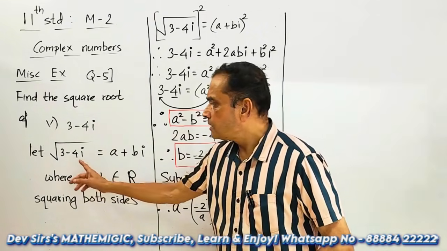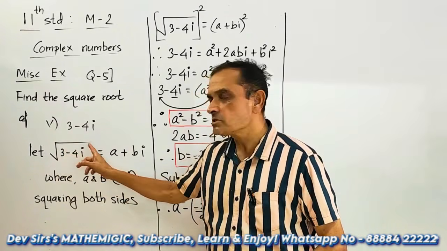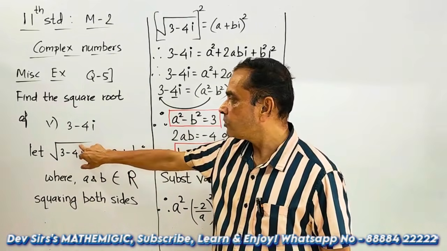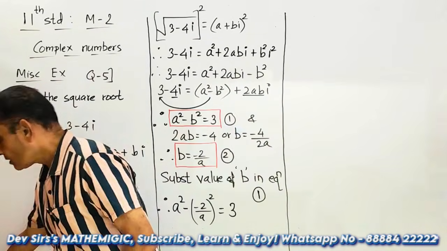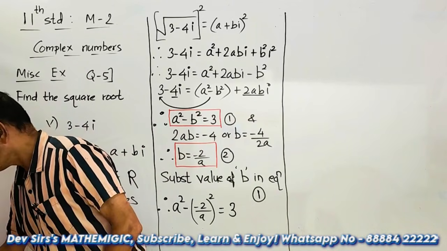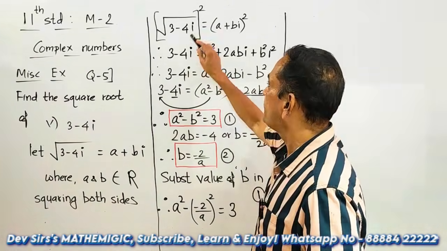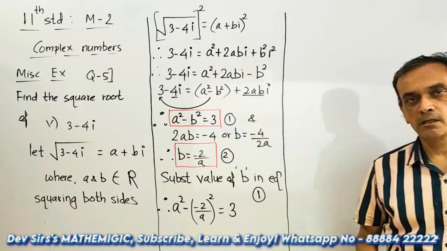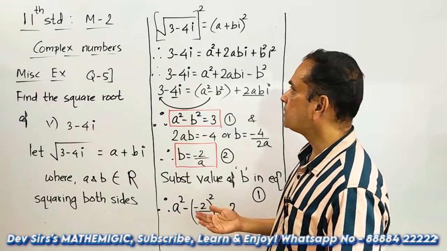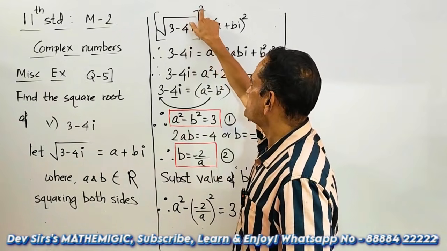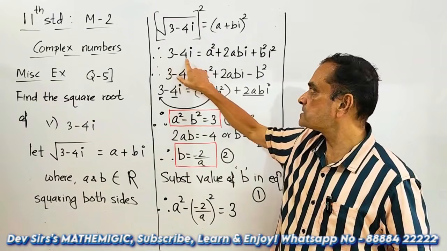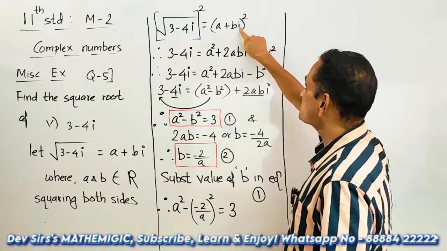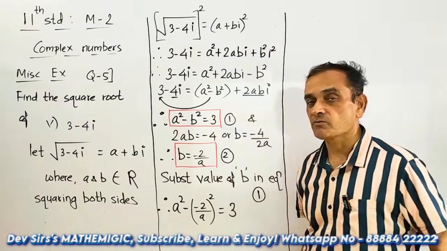Now, squaring: I want to get rid of this root sign. So squaring both sides, ये जो root sign है, I want to get rid of that root sign. So let us square both sides. तो यहाँ पे square किया left hand side को, यहाँ पे square किया. After squaring we know the rule: root and square get cancelled. Only 3 minus 4i remains. But on the right hand side, you have to square this, a plus bi bracket squared.